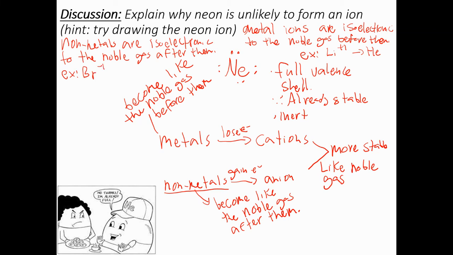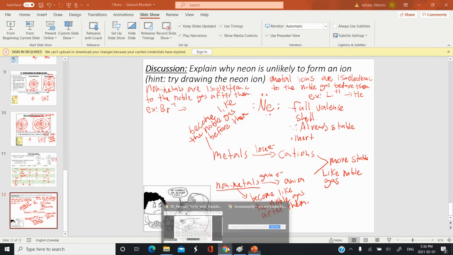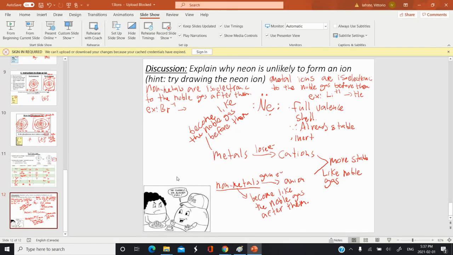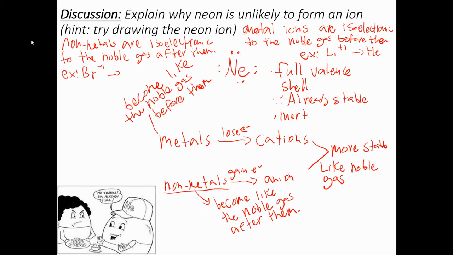For example, bromine -1 is isoelectronic to, let's go back to our periodic table just to show you again, the noble gas that comes right after it, which is krypton. So again, isoelectronic essentially means having the same electron setup or configuration as another substance. So metal ions are isoelectronic to the noble gas before them. Non-metal ions are isoelectronic to the noble gas that comes after them.